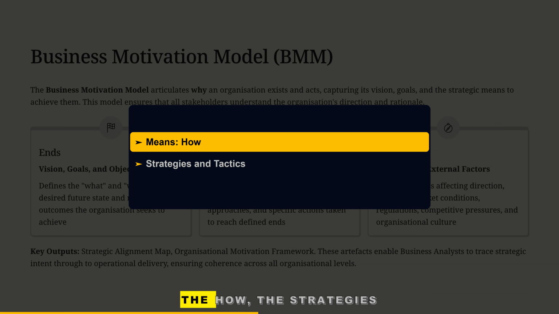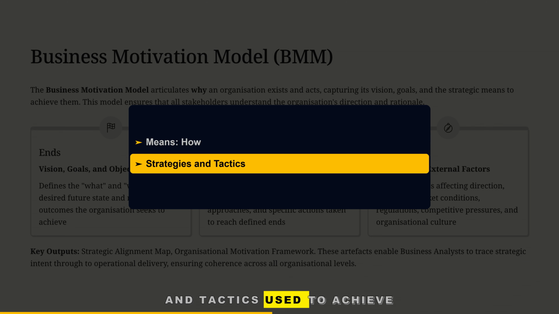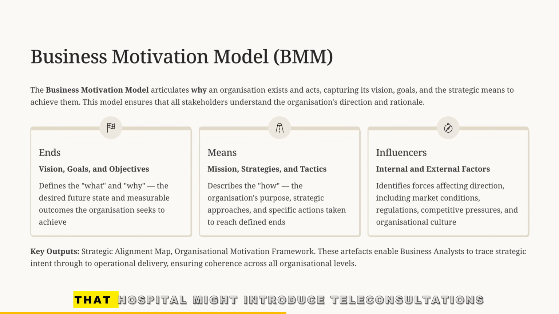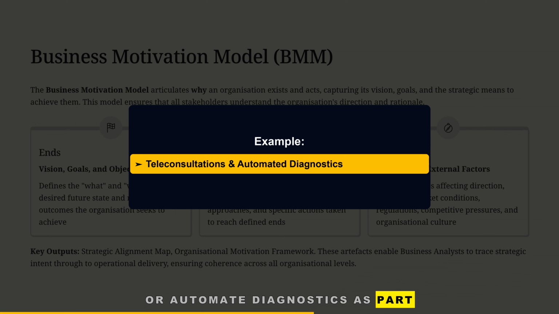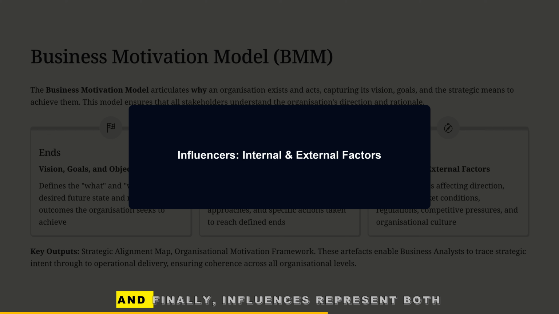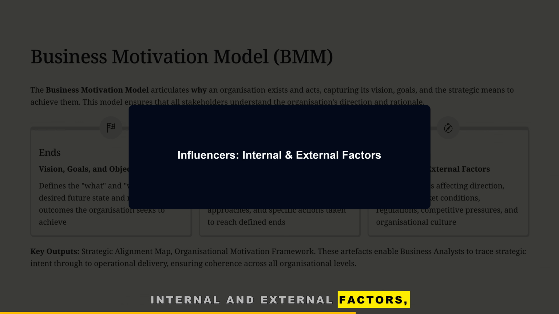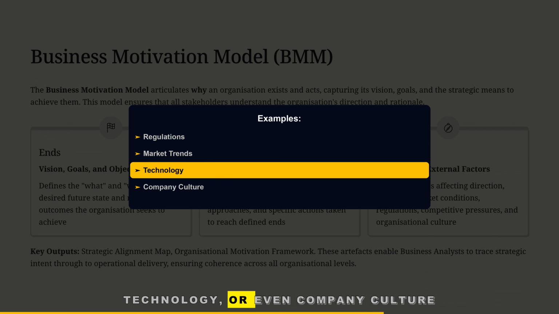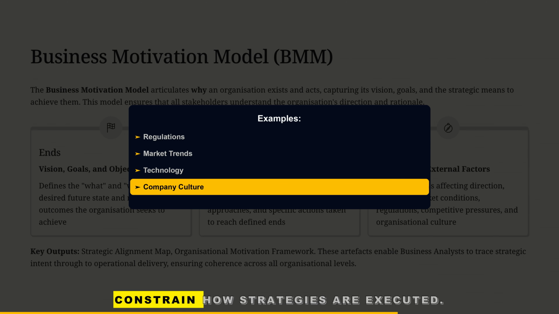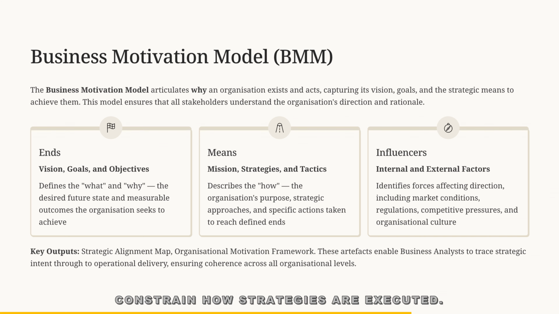The means describe the how, the strategies and tactics used to achieve those goals. That hospital might introduce teleconsultations or automate diagnostics as part of its strategy. And finally, influences represent both internal and external factors, like regulations, market trends, technology, or even company culture that shape and constrain how strategies are executed.